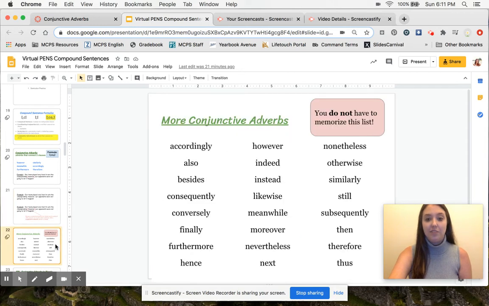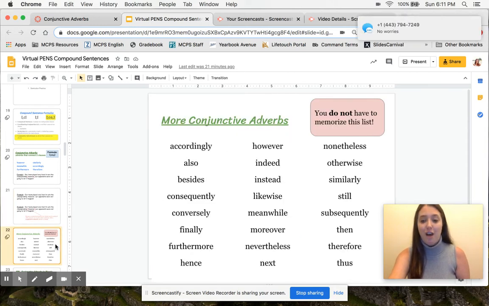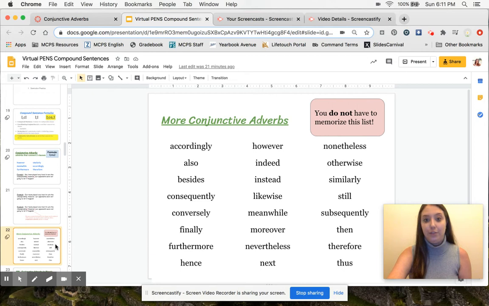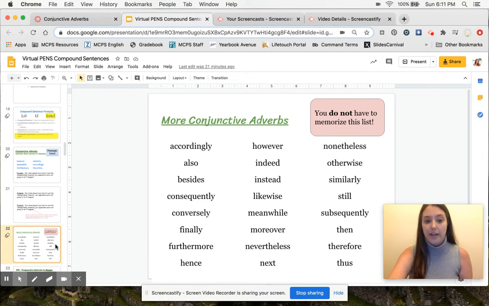Okay, here's a list of more conjunctive adverbs. You do not need to memorize this list. Anytime we ask you to use conjunctive adverbs, we'll give you the word that we want you to use. So you just have to know the formula that it goes into.